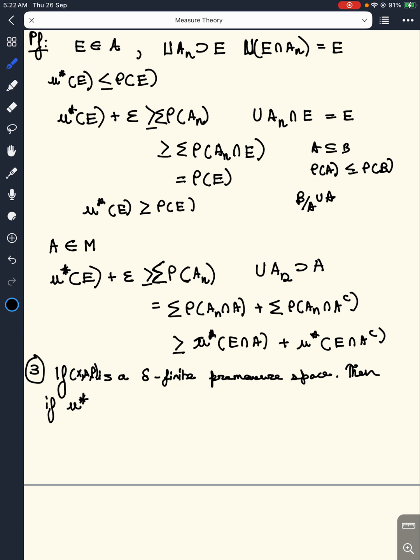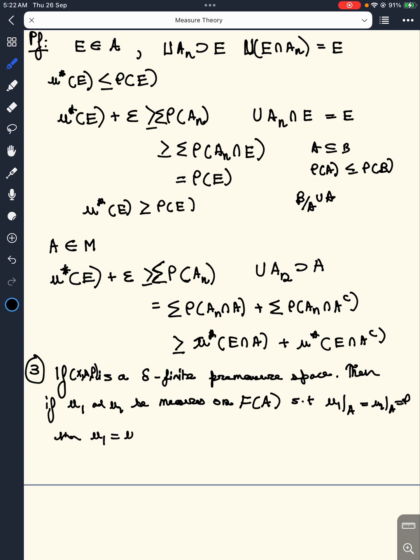There may be books where only the first part is called Caratheodory extension. When mu1 and mu2 are measures on the sigma algebra generated by A such that mu1 restricted to A equals mu2 restricted to A equals rho, then mu1 equals mu2 on F. And this ends the theorem.